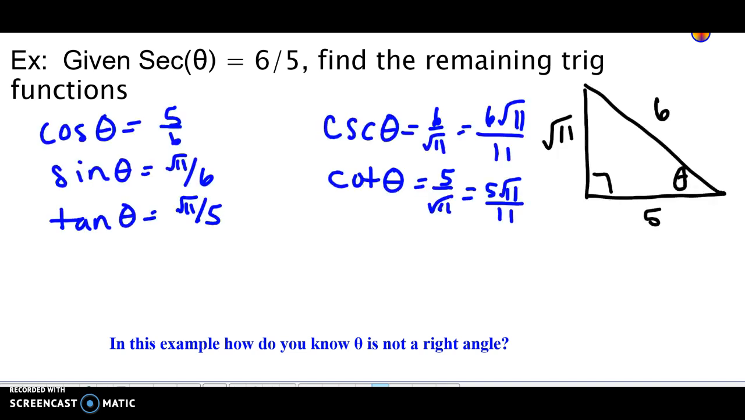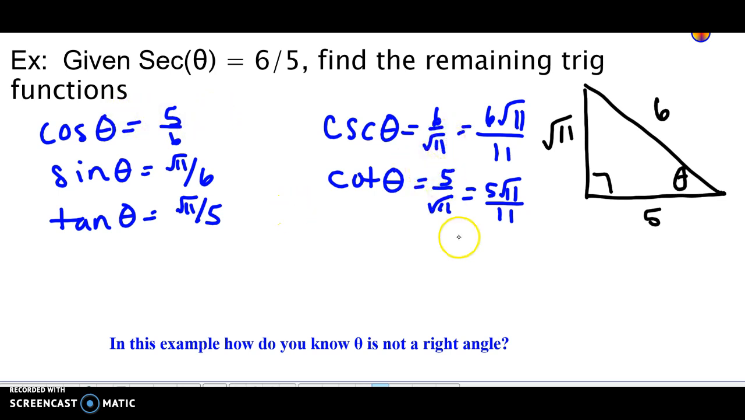All right, time to check your answers. Hopefully you drew that right triangle and found out that that third side, which ends up being the opposite side, is the square root of 11. Using this information, we can find the remaining 5 trig functions. So cosine of theta is 5/6, sine of theta is square root of 11 over 6, and so on.